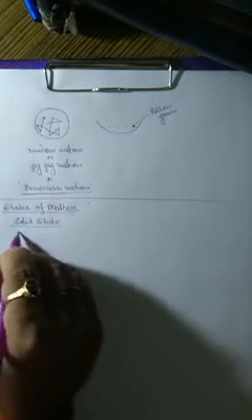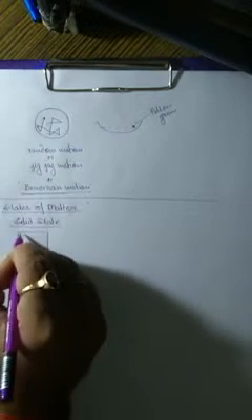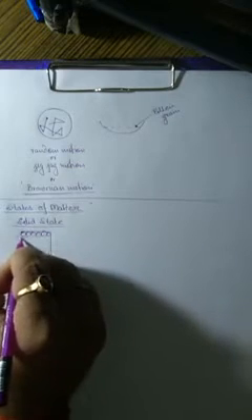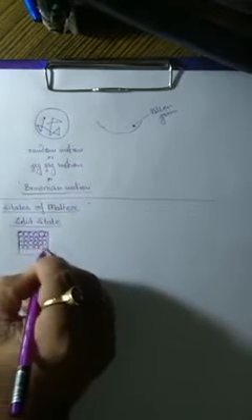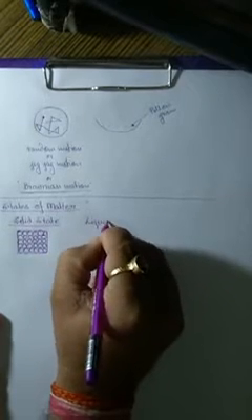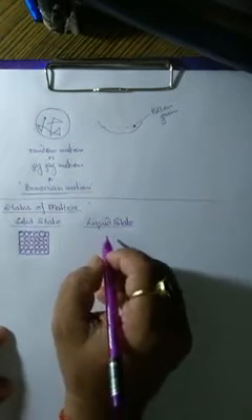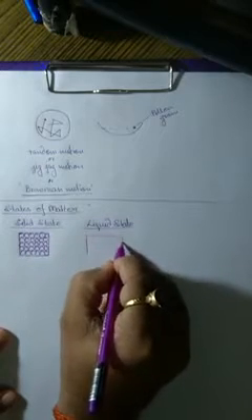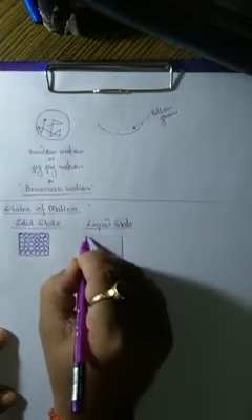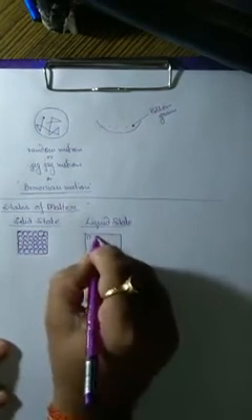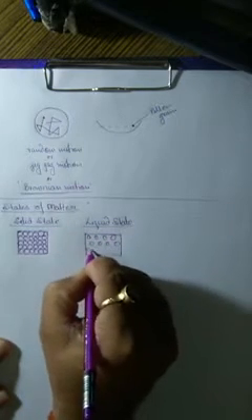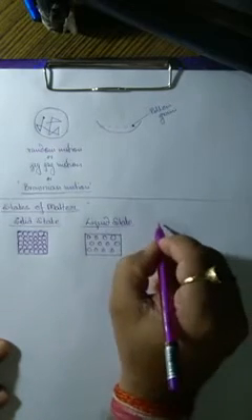We can draw a figure for that: the particles of the solid state are tightly packed like this. Similarly, in the case of the liquid state, matter has definite volume but not definite shape. It takes the shape of the vessel in which it is placed or poured. This is the case of liquid. Now the third is the gaseous state.